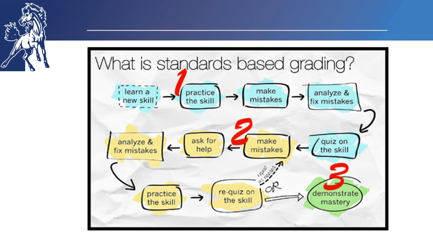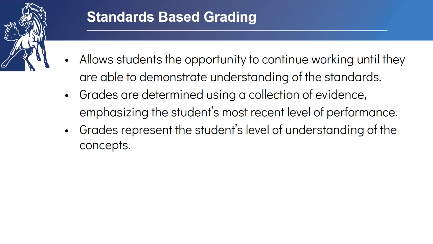So students start with learning a new skill, they practice the skill, they make some mistakes and analyze them. After they have many opportunities to practice the skills, they'll be quizzed on the skill to identify where they're at in relation to that skill. If they take a quiz and they don't demonstrate proficiency, then they have the opportunity to retake.